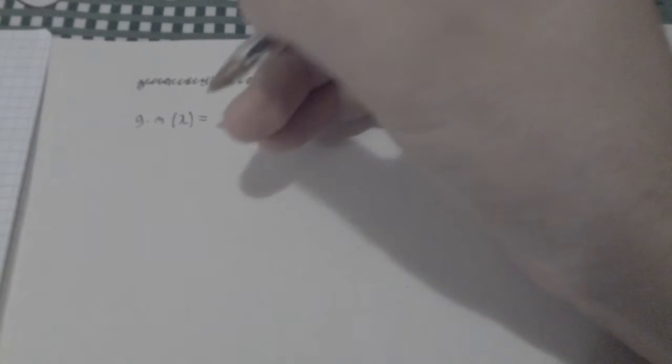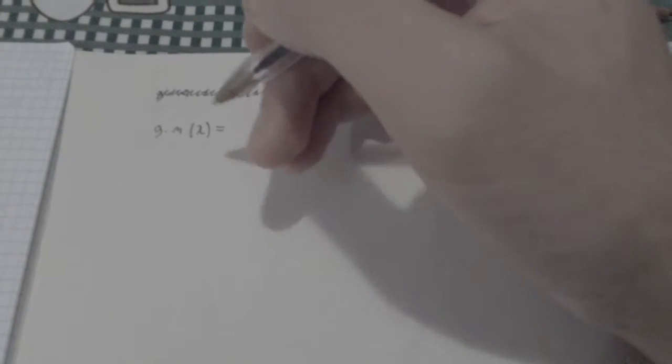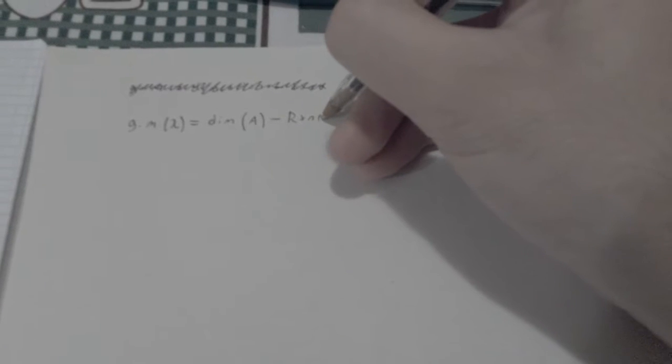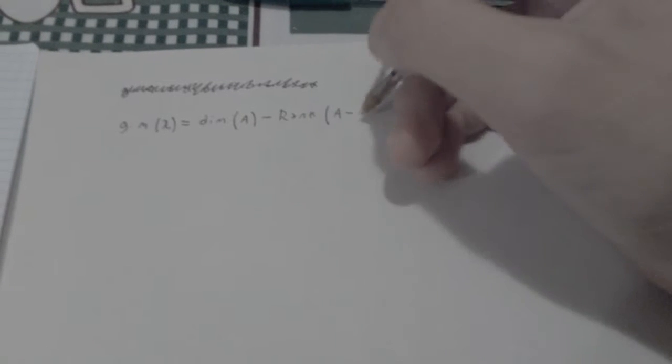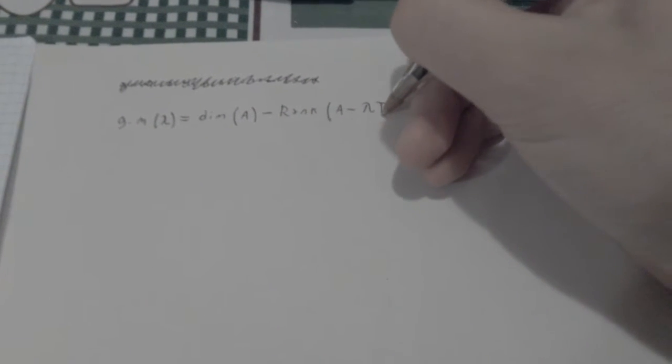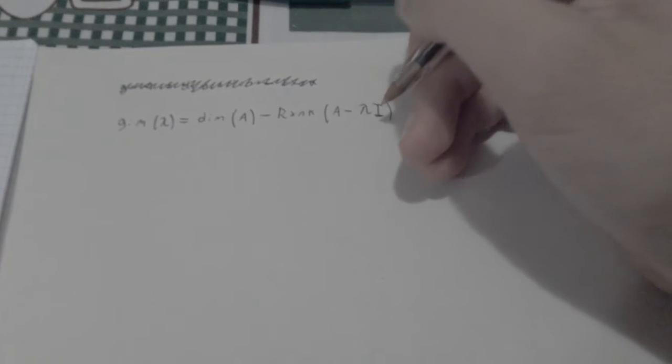it's not me that calls the eigenvalue lambda, but this is the most used letter for the eigenvalue, so I'm just going to stick with the standard. So the geometric multiplicity of an eigenvalue is equal to the dimension of the matrix, which we're going to call A, minus the rank of the matrix A minus lambda I, and by I I mean the identity matrix.